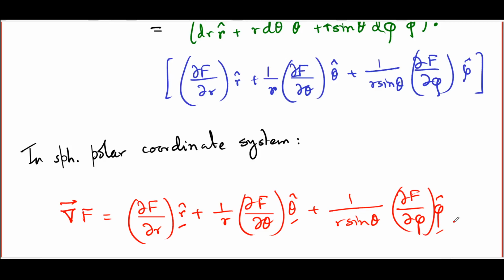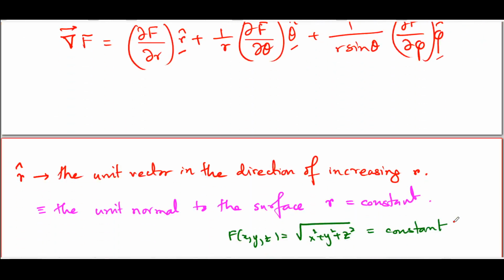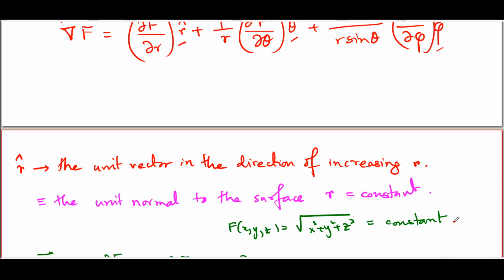And for that, we are going to use the idea that these are vectors in the direction of increasing r, theta and phi respectively, which means they are actually normal to surfaces of constant r, constant theta and constant phi. For example, r hat is a unit normal to the surface r equal to constant. In fact, it is the unit normal in the direction of the gradient of this r equal to constant function. In terms of Cartesian coordinates, the function we are talking about, this r, is the square root of x square plus y square plus z square.